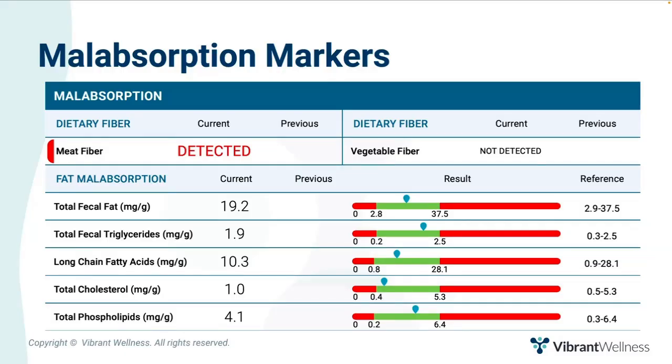The malabsorption markers panel also measures total fecal fat, total fecal triglycerides, long-chain fatty acids, total cholesterol, and phospholipids. Elevated levels of these markers indicate fat malabsorption, bile acid insufficiency, or pancreatic enzyme deficiency, facilitating accurate identification and targeted interventions to optimize digestive health.